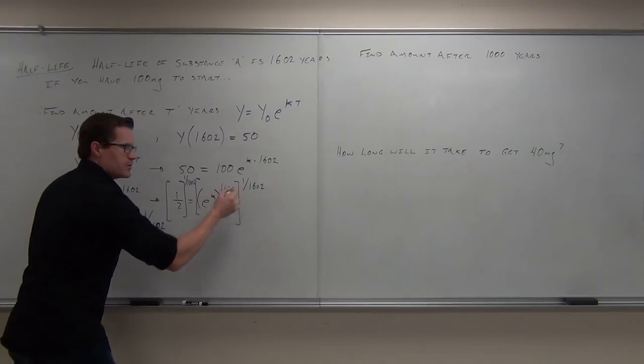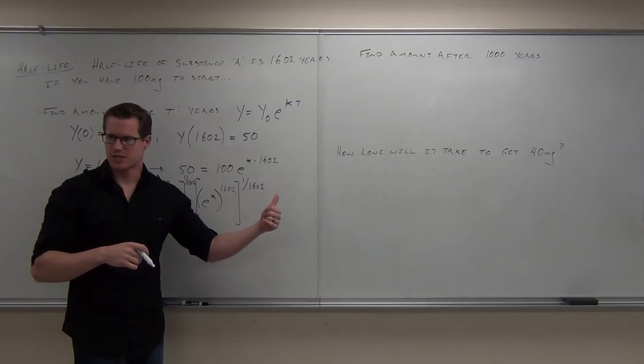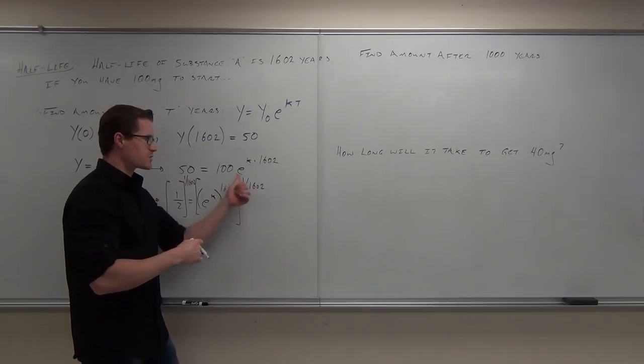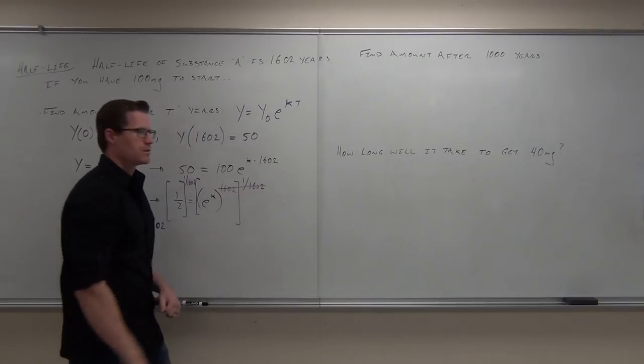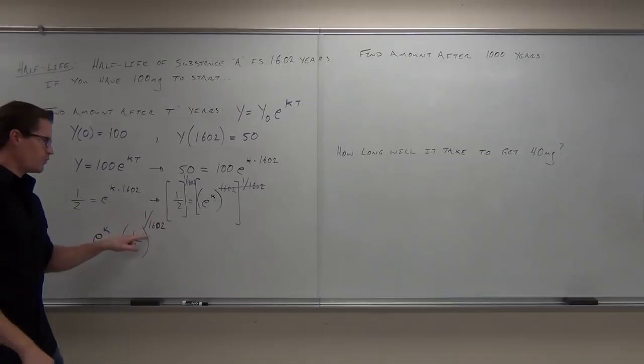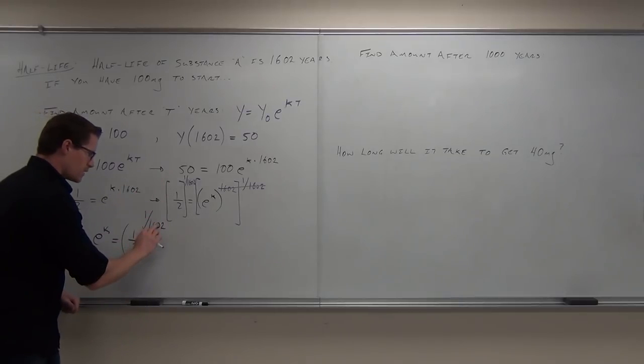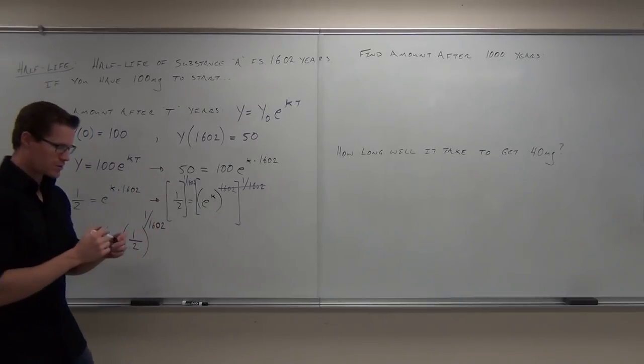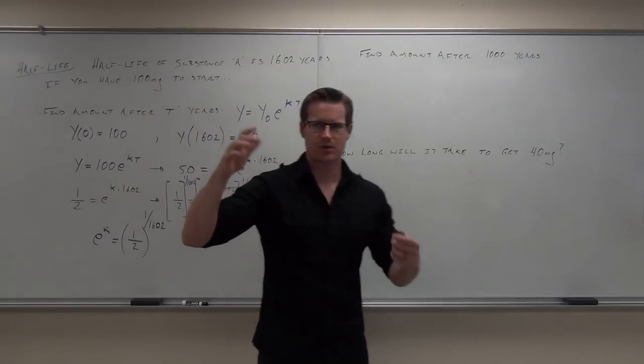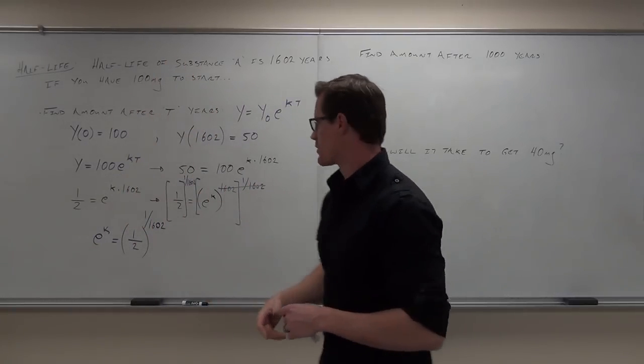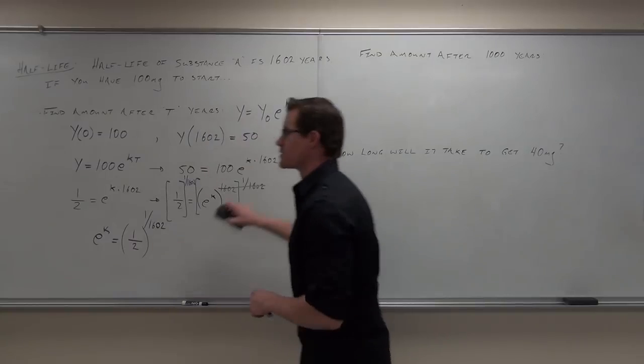This right here, do you remember that when you have exponents raised to exponents, we multiply? 1602 times 1 over 1602, gone. We just get e to the k. This side we have 1/2 to the 1 over 1602 power. Show of hands, feel okay with that so far? I know we went through a little fast, but we've done this before, so I want to make sure that we get on another concept here just a bit.